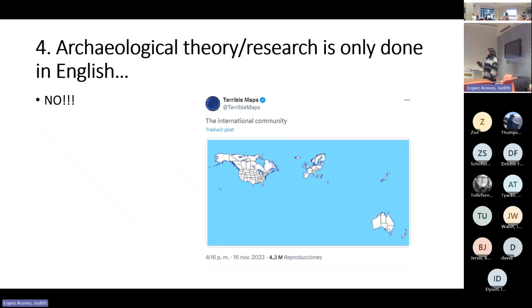The fourth one: archaeological theory or archaeological research is only done in English? Of course not. There is this idea that the international community does archaeological theory or research, and this meme wasn't by Johnny, thank you. So you can see the international community they are referring to. As you can see, Mexico is not there, and lots of different countries are not there, and even I think sometimes international community doesn't count the Mediterranean countries in Europe as well. So just to have that in mind.